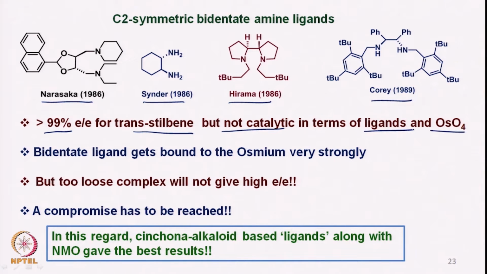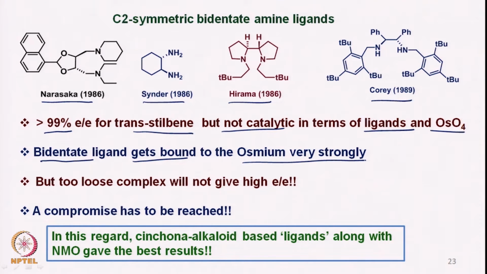That means even these chiral ligands, the structures of which are shown here, need to be used in a stoichiometric way, and also osmium tetroxide. That is because these are bidentate ligands, they get bound to the osmium very strongly, and then they do not come out. So such a tightly bound complex, although it gave very high enantiomer selectivity, was not catalytic.